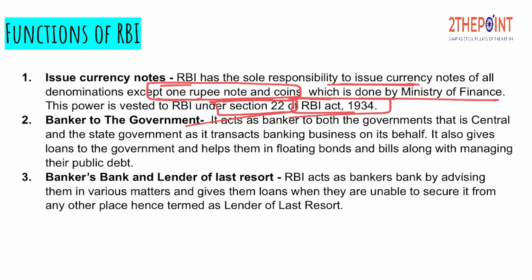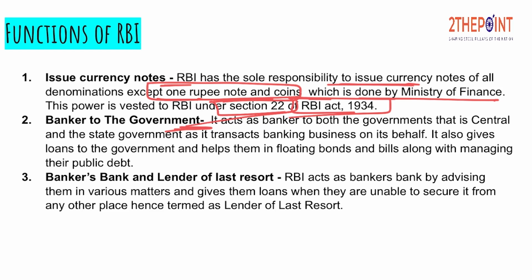The next point says it is banker to the government. Now how is it banker to the government? It is banker by virtue of the fact that it gives loans to the government. It manages its loans on its behalf. Also, it is not just the banker of the central government, it is the banker to the state governments as well. It transacts business, meaning the banking business of both governments.